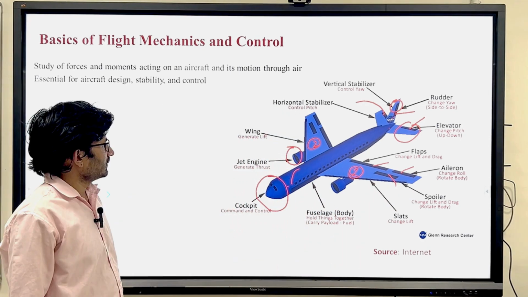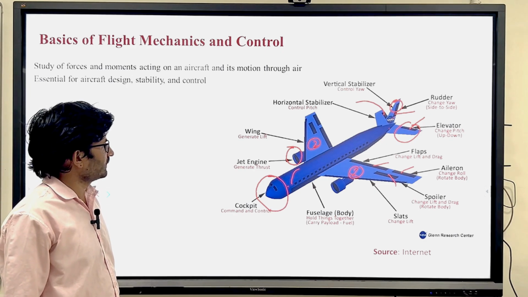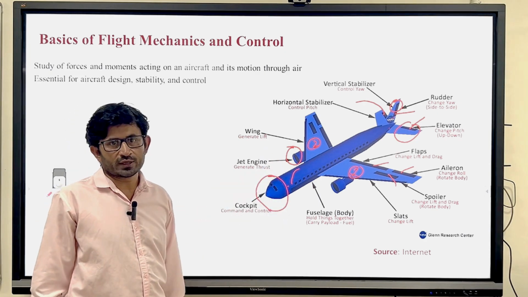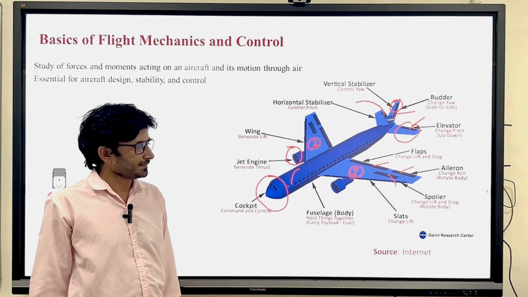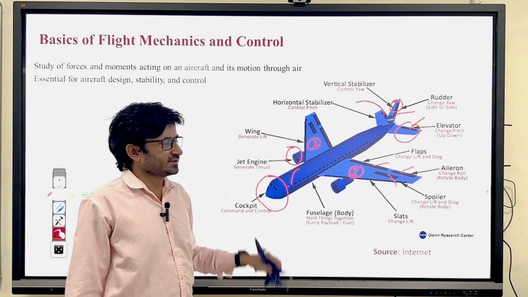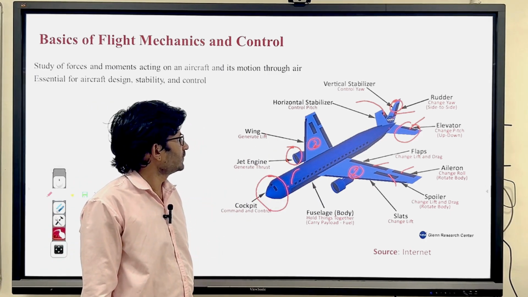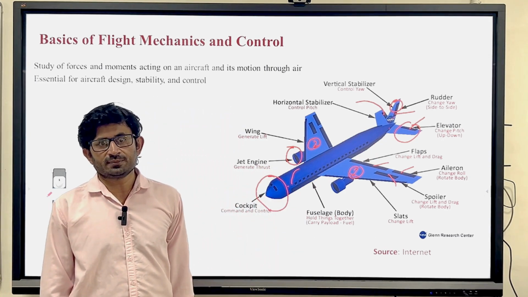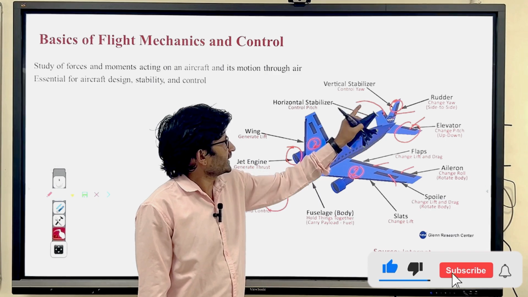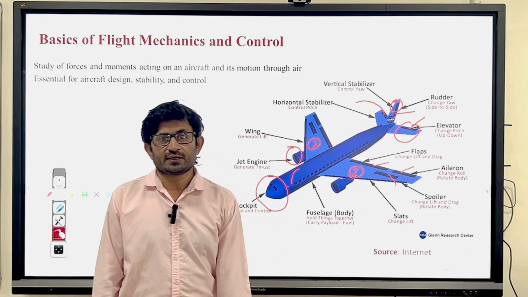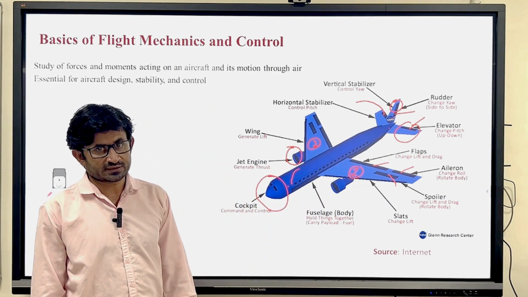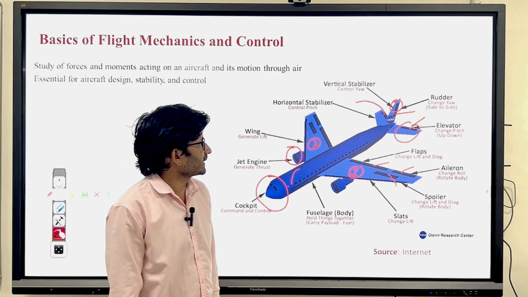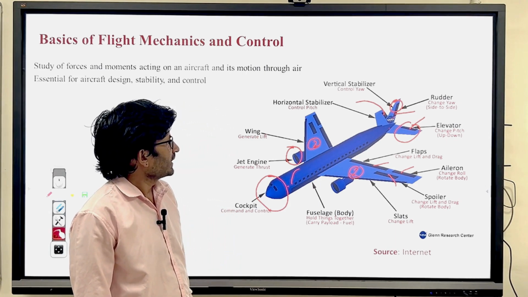So I will tell you how the individual parts will function. Okay. For example, this engine will provide you the thrust, the wing will generate the lift, the horizontal tail will provide you the longitudinal stability, and the vertical tail will provide you the lateral and directional stability. We will discuss this when we cover the aircraft stability and control part of this course.